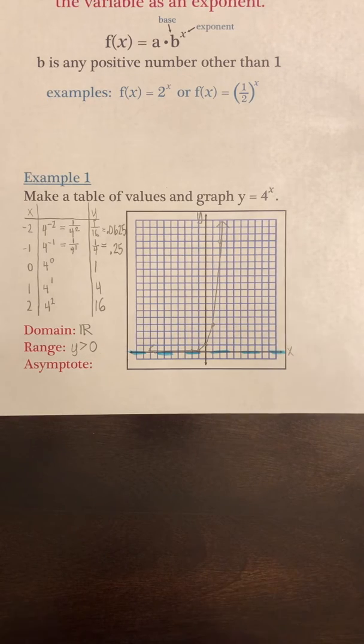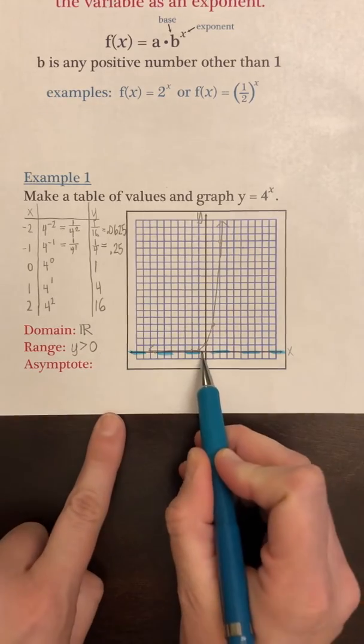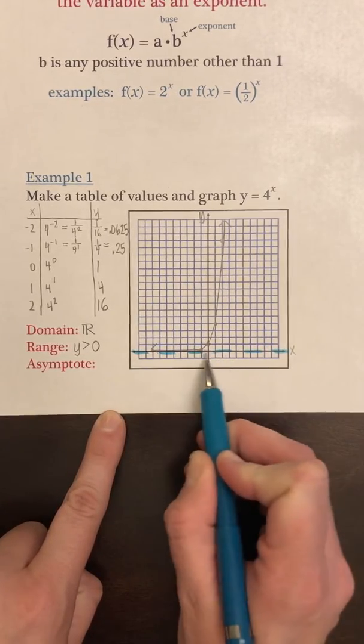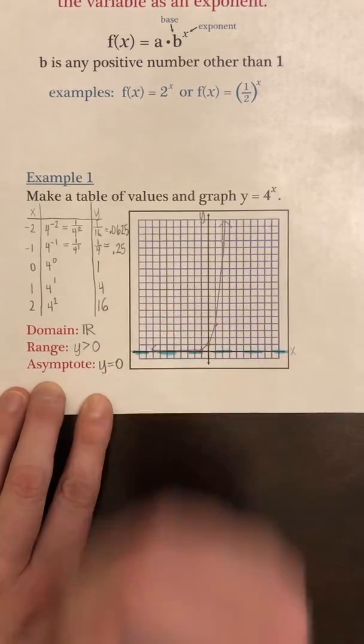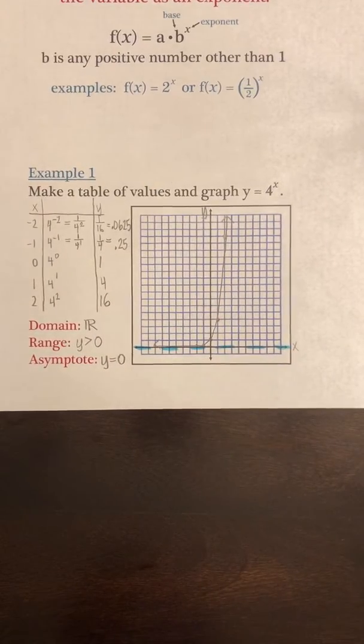Now remember, we've learned earlier this year and back in Algebra 1 that when you have a horizontal line, which is what we have, it's going to be y equals a number. And that particular number is 0 because it's going through 0 on the y-axis. So my asymptote there is y equals 0.